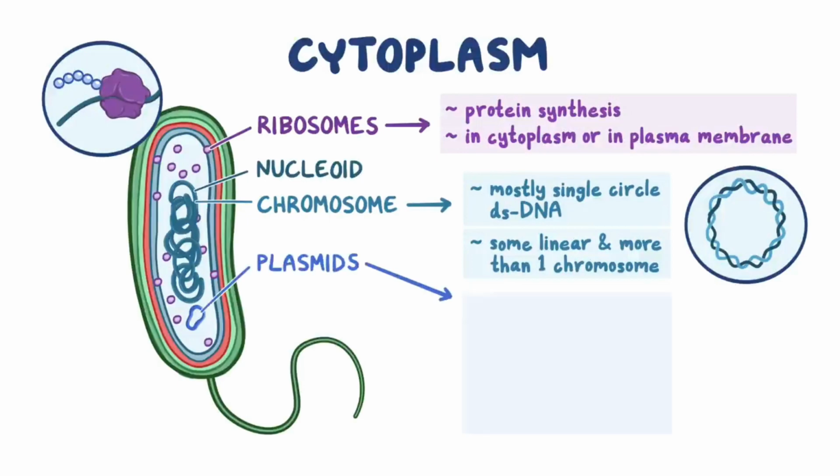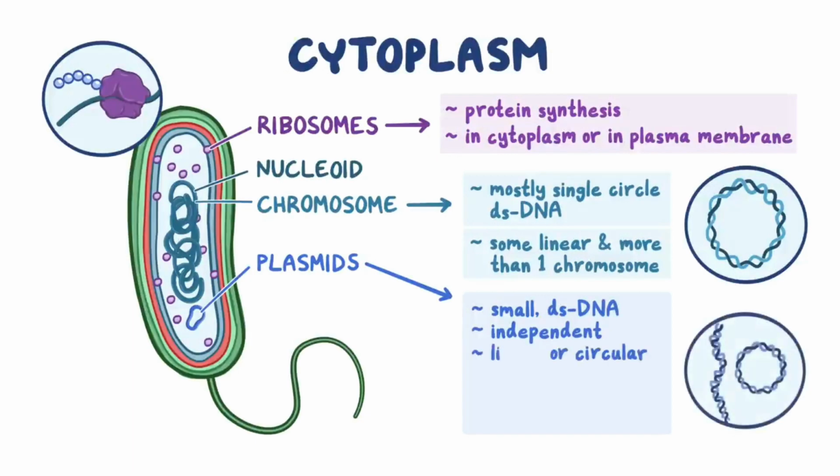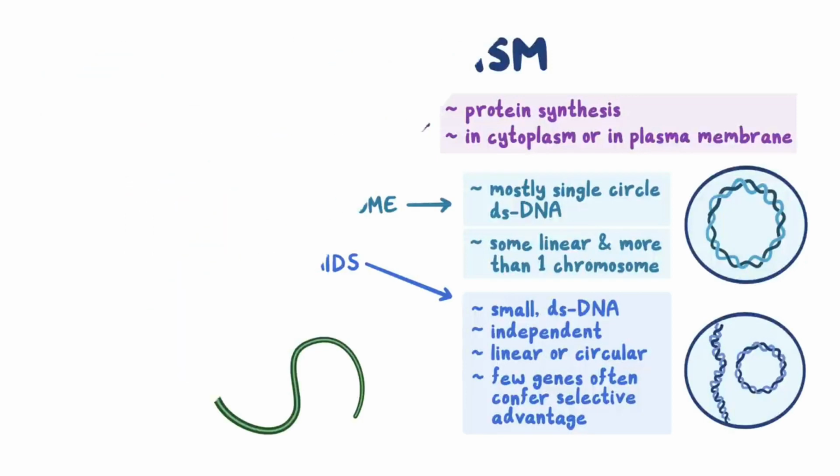Talking about the plasmid, which is present in the cytoplasm as small, double stranded DNA, independent in nature, circular in shape, with few genes, and which confers selective advantages.